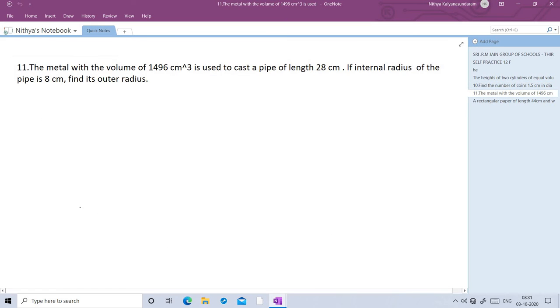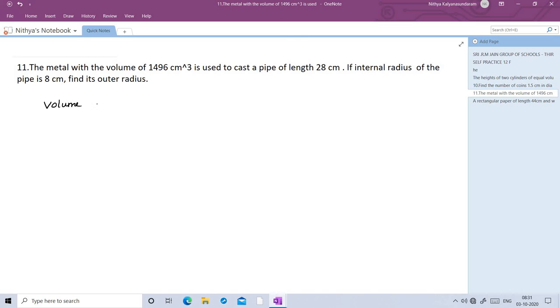Next question. The metal with the volume of 1496 centimeter cube is used to cast a pipe of length 28 centimeter. Its internal radius is 8 centimeter. So find the outer radius. The volume is given, the internal radius is 8 centimeter, the height is 28 centimeter. Find the outer radius.